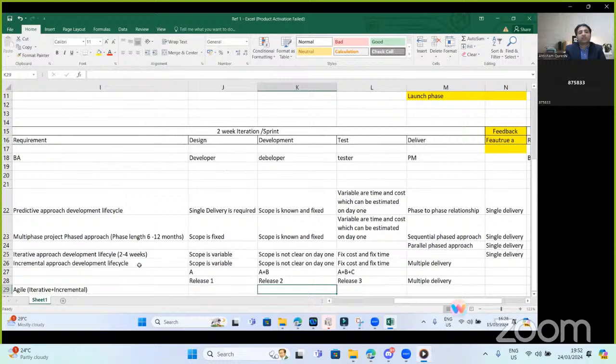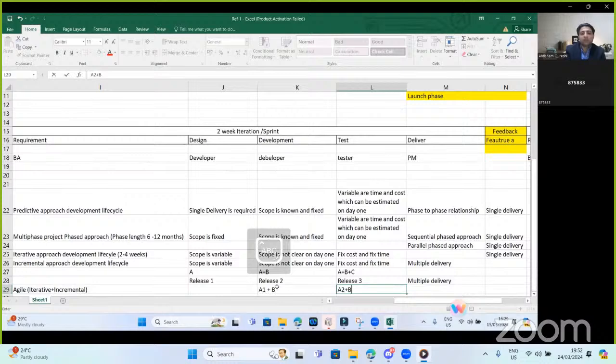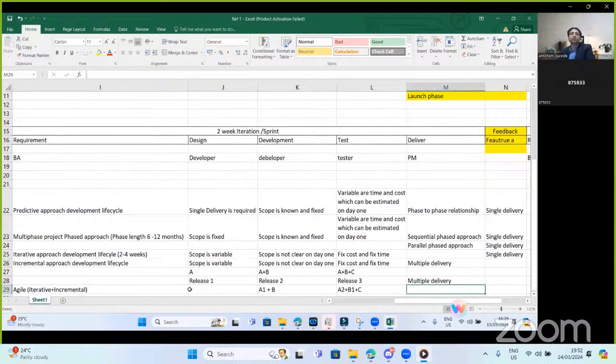At the same time, we may also be enhancing feature A in iteration two. We may be enhancing feature A and we may be developing feature B. And then we may be enhancing feature A and B as well, and we are developing feature C, which means we are adding new features as well as enhancing the existing features with the new iterations that we are moving forward with. So Agile is iterative as well as incremental. Here you can consider that you delivered A.